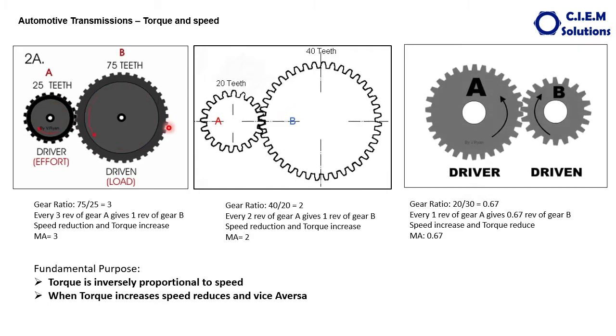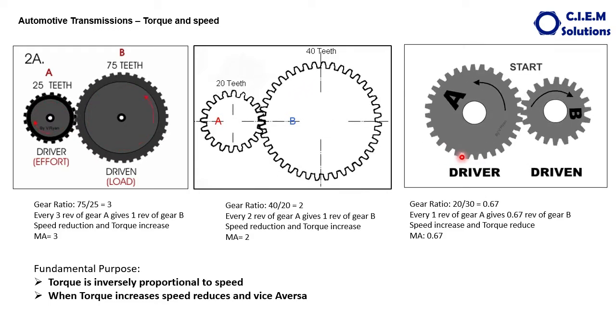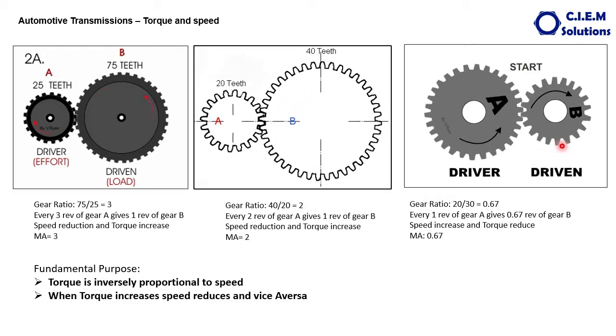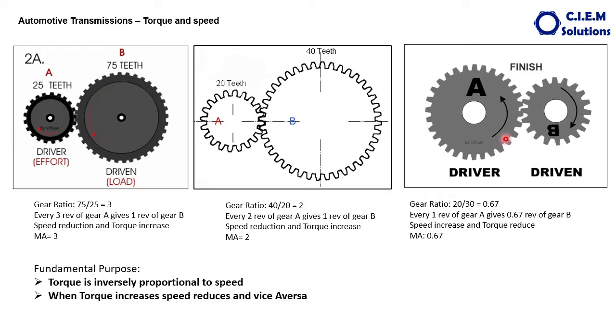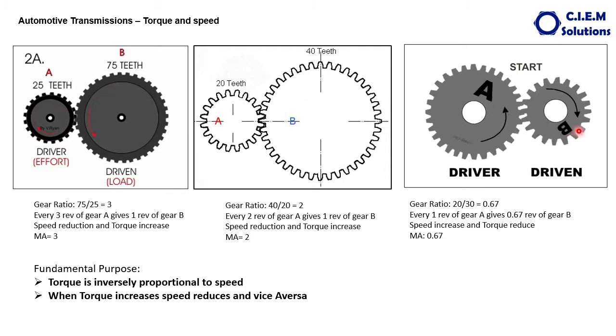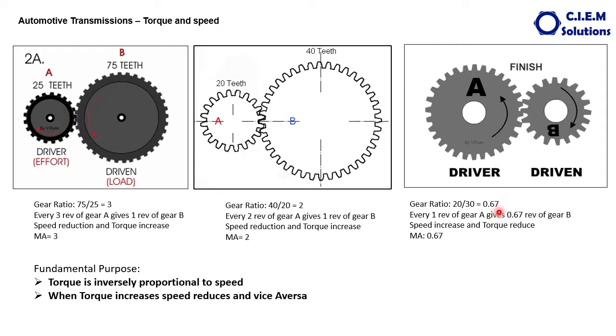In this case you can see the driver gear's teeth are more than the driven gear teeth. So the driver gear has 30, whereas the driven gear has only 20. So definitely the driven gear speed will be more, whereas the mechanical advantage will be less. The mechanical advantage is 20 by 30, output divided by input. It's only 0.67. Here the mechanical advantage is less than 1.